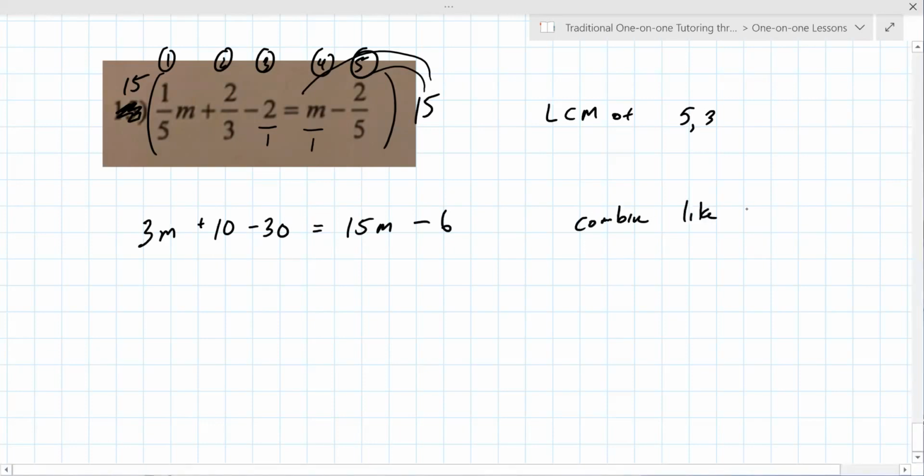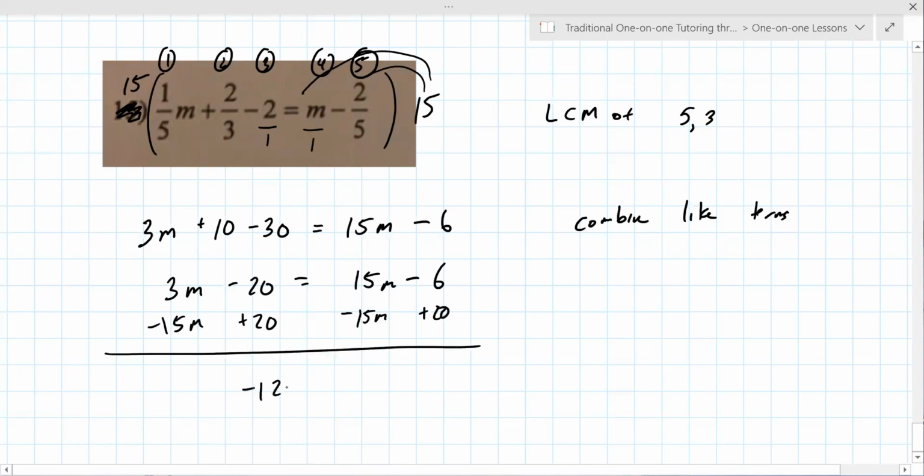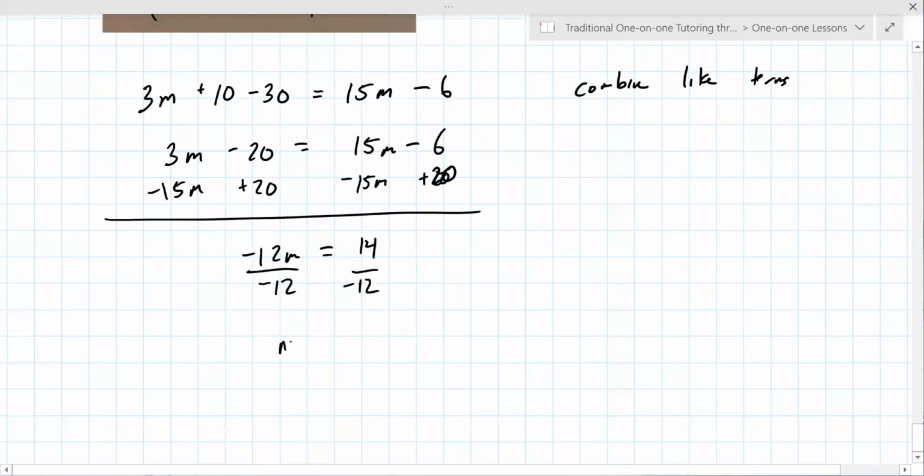You did that in a previous problem. That was pretty good. I'd say bring over, subtract like 15m. Yeah, you can do that. I was suggesting you just combine stuff, but yeah, now add 20 and subtract 15m. That's right. 3m minus 15m and minus 6 plus 20 would give you negative 12m, and negative 6 plus 20 would be 14. Yep, and then you divide by negative 12. So m equals 7 over negative 6.